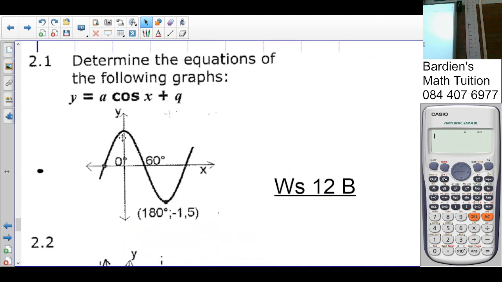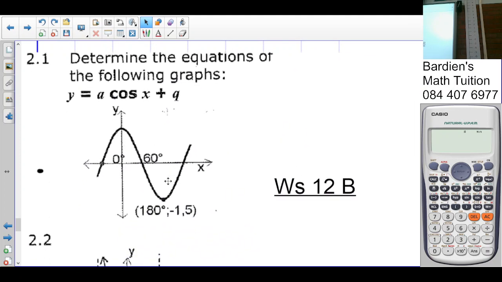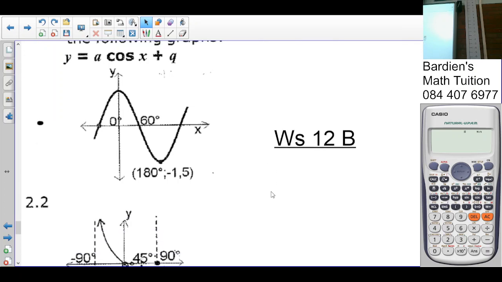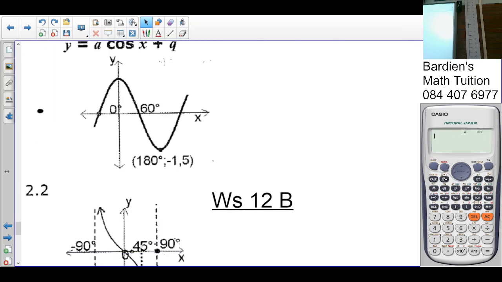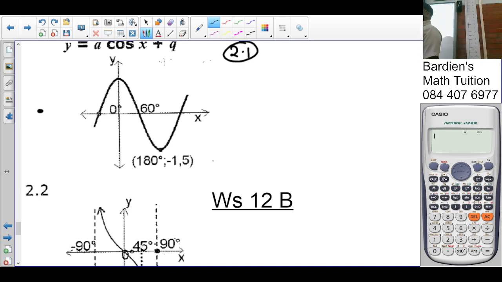Number 2. Determine the equations of the following graphs. So 2.1. So as you can see, the equation is y is equal to a cos x plus q. So where do we start? Okay, we know this graph is actually moving half a unit down, and your a value is 1.